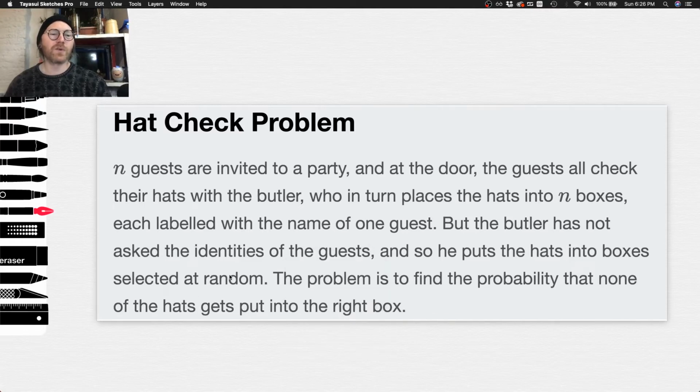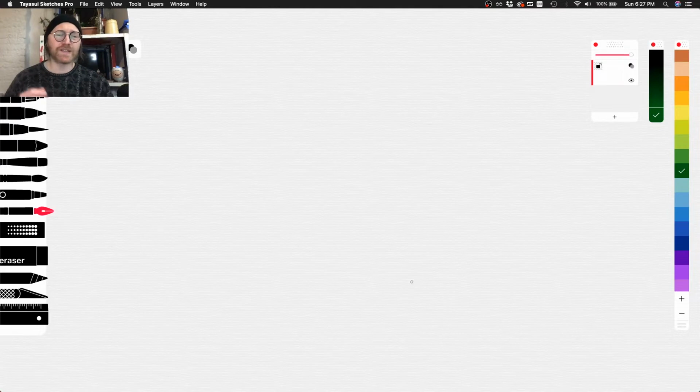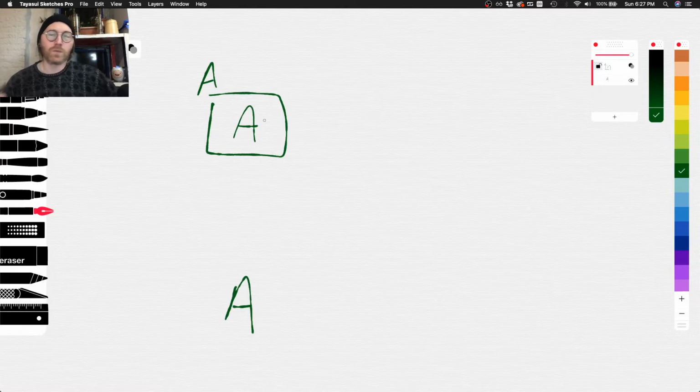Okay, so let's start with just one guest. We can clearly state that the probability is simply 0 that we don't place that hat into its correct box. So let's say this is guest A. A hands off his hat, and there's an A box. There's only one box, so there's only one hat, one box. There's a 0.0 probability that we will derange A.